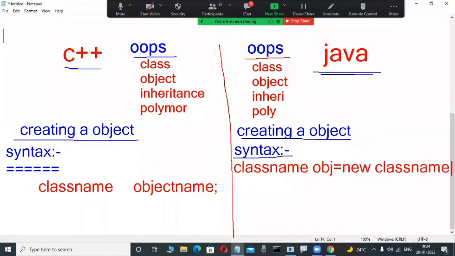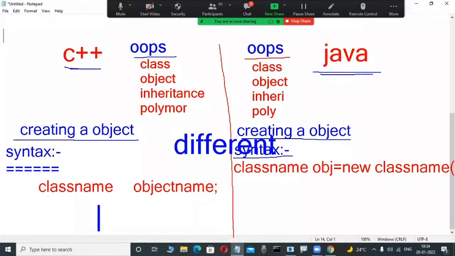Is some other syntax there or not? Yes, observe here. That's why these two languages are syntactically different or the same? Different. Syntactically different. Conceptually, OOPs concepts are the same, but syntactically different. And functions are also totally different.